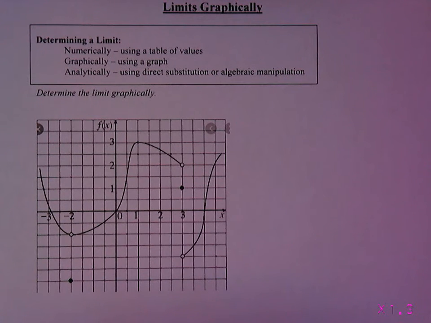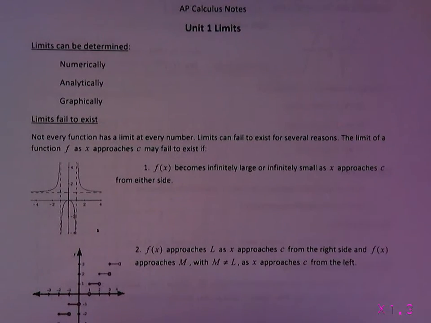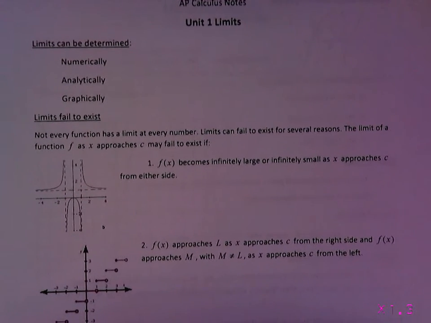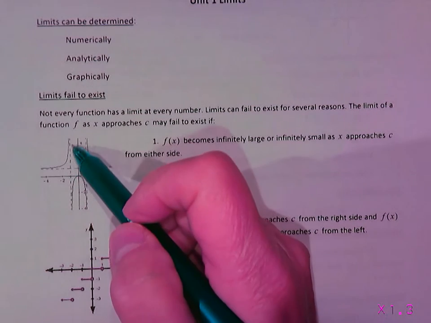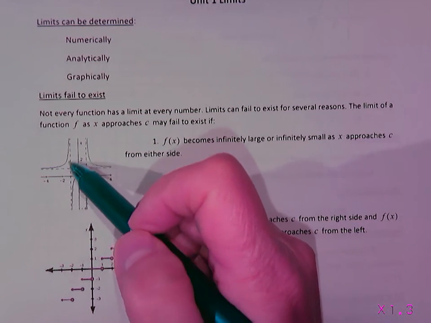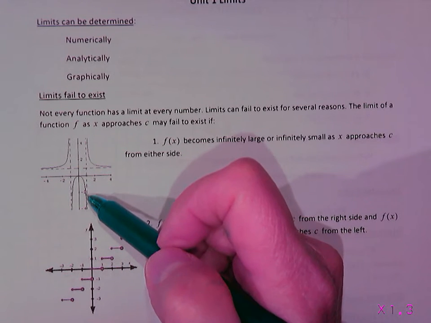Okay, these notes are showing you how to find a limit from a graph. So we're going to determine limits graphically. But just to review, a limit can be determined numerically, analytically, and graphically. When I'm looking at this graph, this limit fails to exist wherever there's a vertical asymptote. So at x equals -1 and x equals 1, the limit fails to exist.